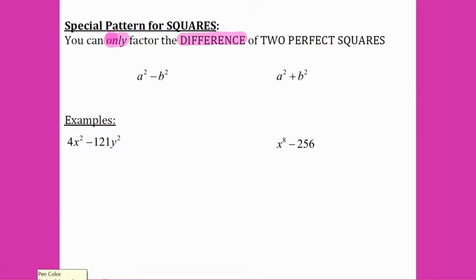So if we have a squared minus b squared, that factors to a minus b times a plus b. If we're trying to factor a squared plus b squared, that's prime, meaning it can't be factored.